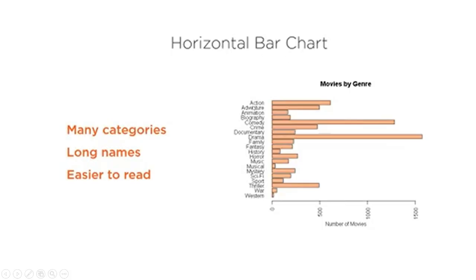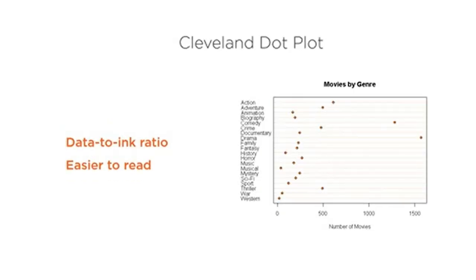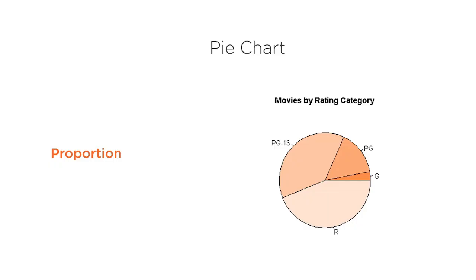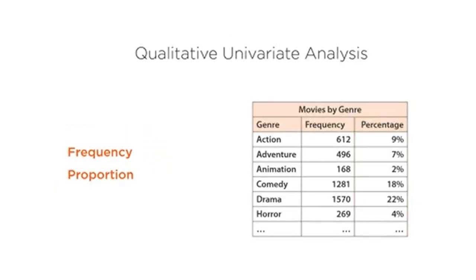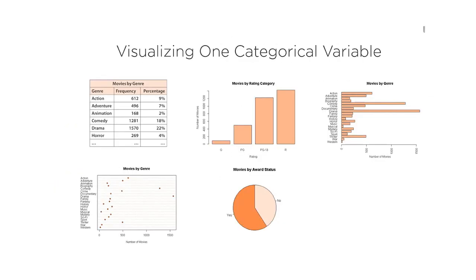Where do we use the horizontal plot? If there are a number of categories, in that case we can go with a horizontal plot. A dot plot has a good data-to-ink ratio and is easier to read, but not everyone can understand it. So in practical use, you can observe the bar plot most of the time. For a pie chart, instead of count, when we are more interested in a particular percentage, we go with the pie chart. So how many options do we have when there is a single categorical variable? A bar plot, vertical bar plot, horizontal bar plot, dot plot, or we can use a pie chart.